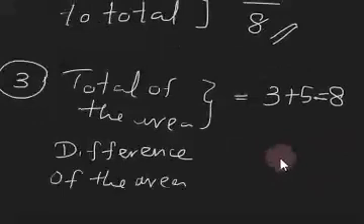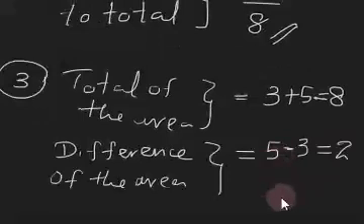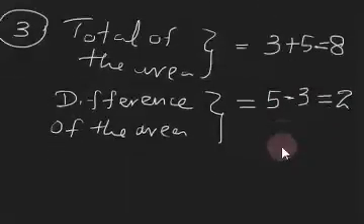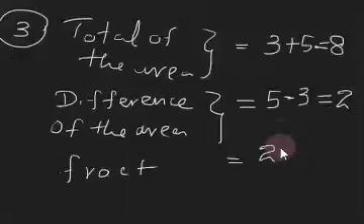What's the difference? Here the highest value is 5 and the other is 3, so 5 minus 3 equals 2. Now you can write the fraction, difference to total. Difference to total 8. That is 2 over 8.